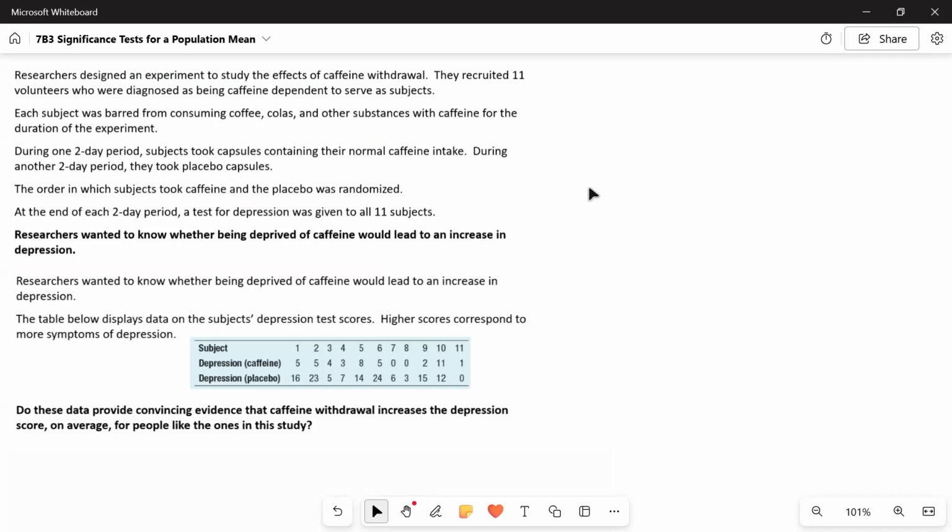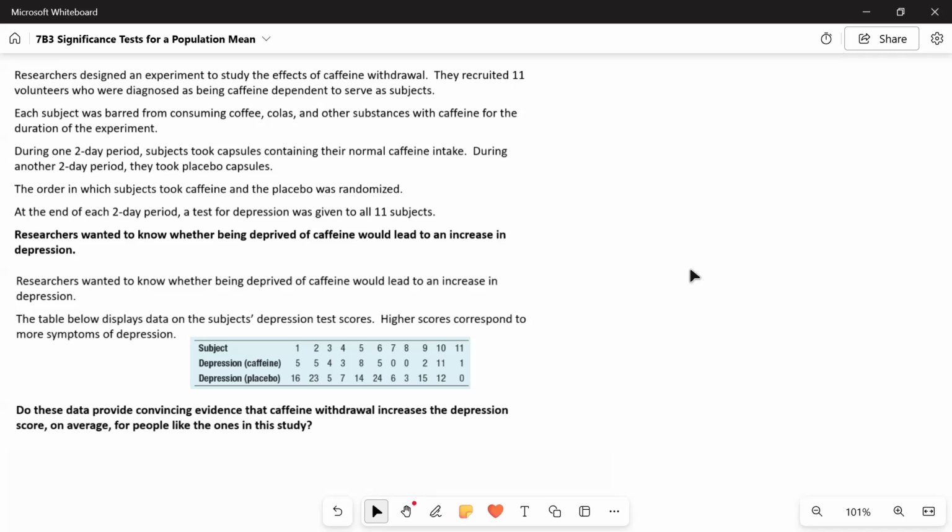Researchers designed an experiment to study the effects of caffeine withdrawal. They recruited 11 volunteers who were diagnosed as being caffeine dependent to serve as subjects. Each subject was barred from consuming coffee, colas, and other substances with caffeine for the duration of the experiment. During one 2-day period, subjects took capsules containing their normal caffeine intake. During another 2-day period, they took placebo capsules. The order in which the subjects took the caffeine and the placebo was randomized.